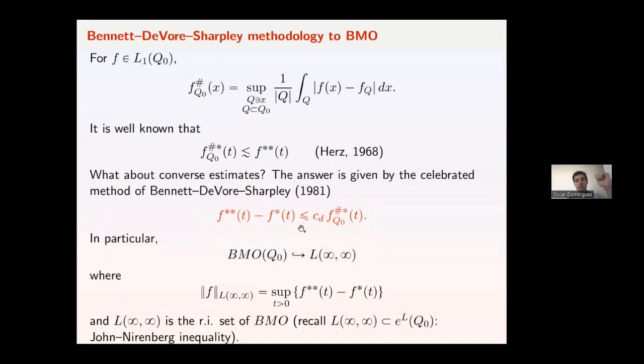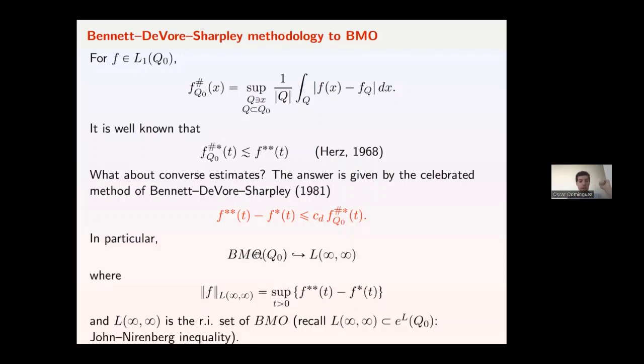In particular, this inequality gives us a refinement of the classical John-Nirenberg inequality. More precisely, if you take the supremum over all t greater than 0 on both sides of this inequality, you arrive at this embedding: BMO is embedded into this space. And this space is not L infinity. This is usually called weak L infinity, and here you can see the definition of the space. This is the supremum of the oscillations of the function.